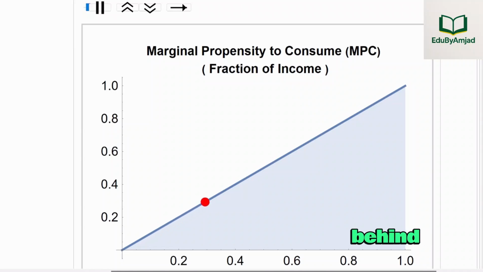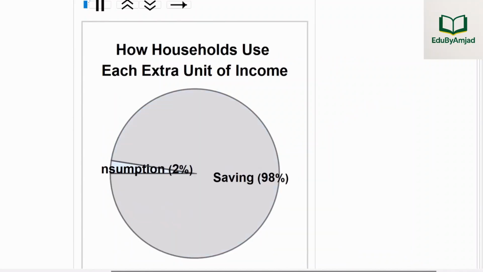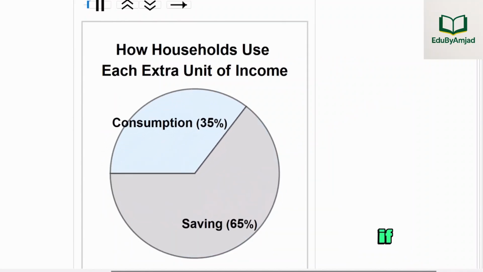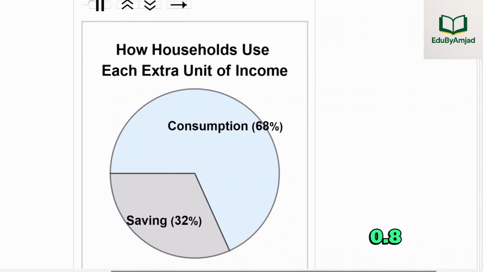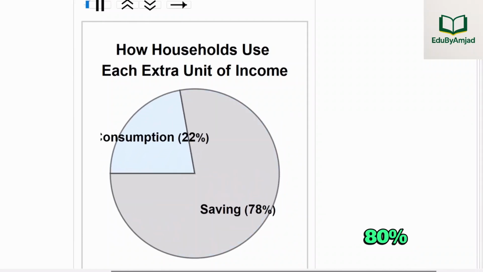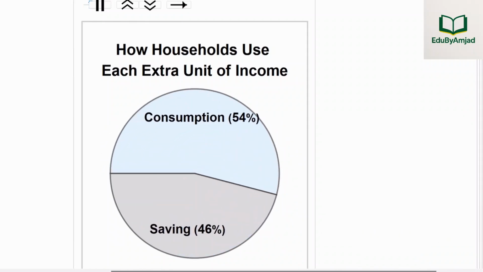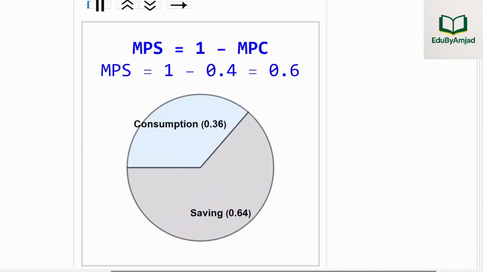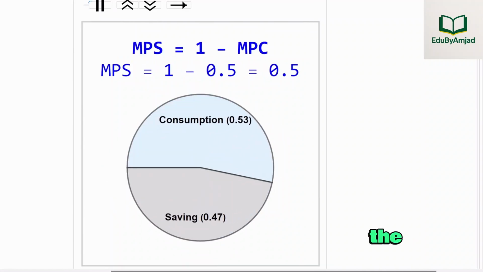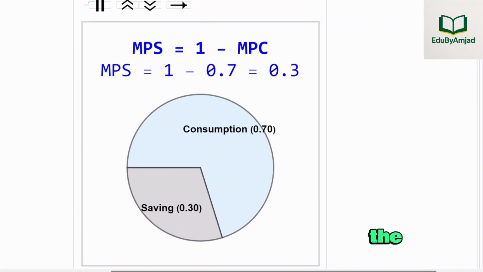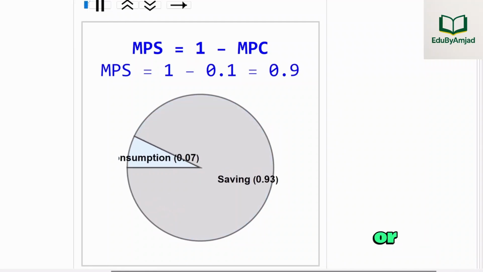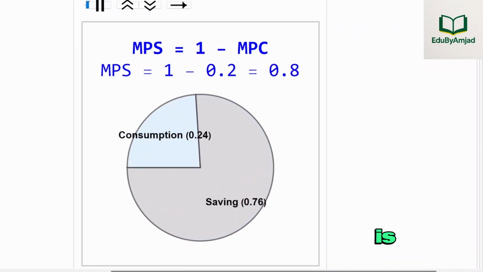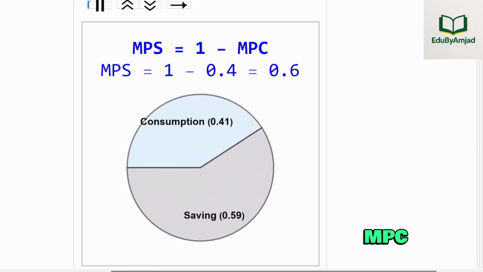The key parameter behind this ripple is the marginal propensity to consume, or MPC. If MPC is 0.8, it means households spend 80% of each additional unit of income. Since the remaining 20% is saved, the marginal propensity to save, or MPS, is equal to 1 minus the MPC.